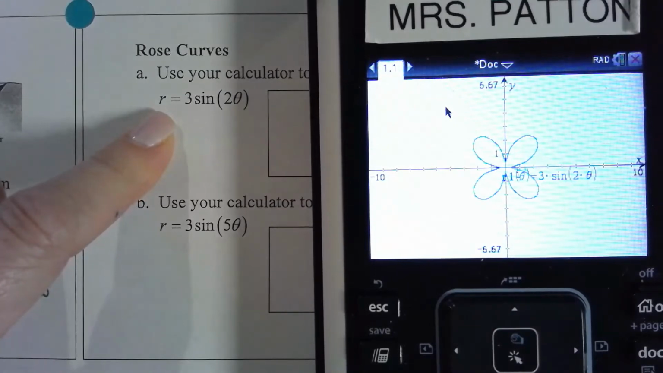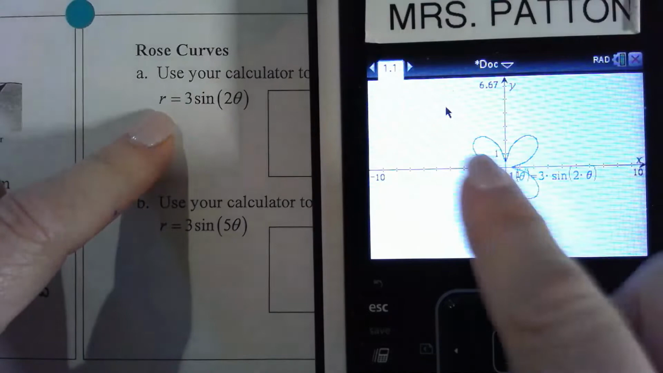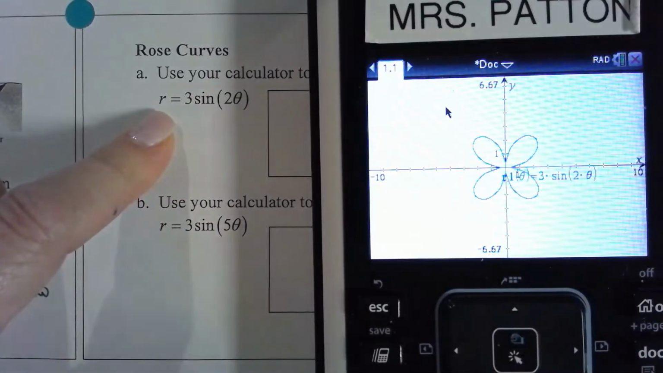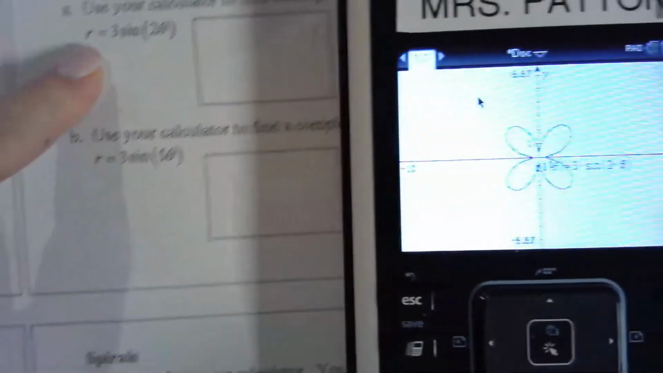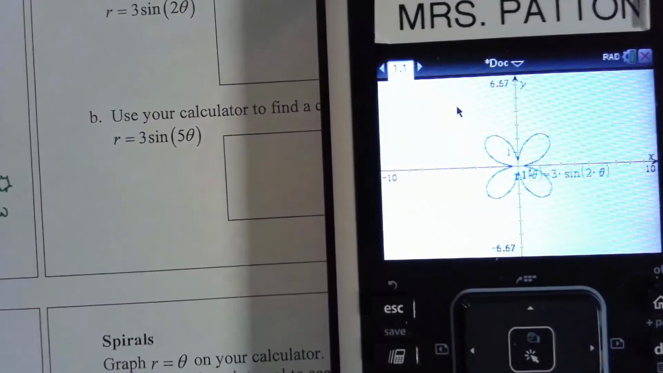And look at that little rose curve. In fact, very similar to one we graphed yesterday by hand. There are 4 petals. It is a 4-petaled rose curve. I've got pen on my screen, sorry. So let's talk a little bit about the theta step while we're here.